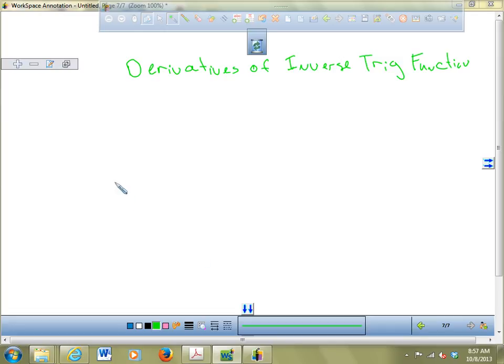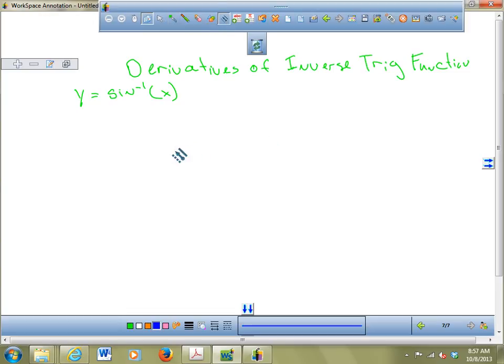Yeah. All right, so we're going to learn about the derivative of inverse trig functions. So if you remember, y equals inverse sine of x. That's an inverse trig function. Do you remember what an inverse trig function is? I'll draw a picture a little bit.